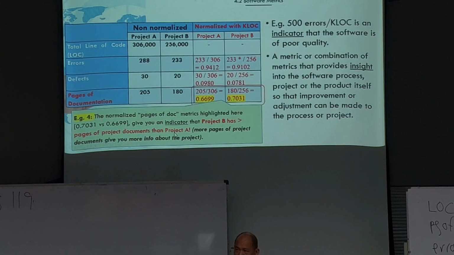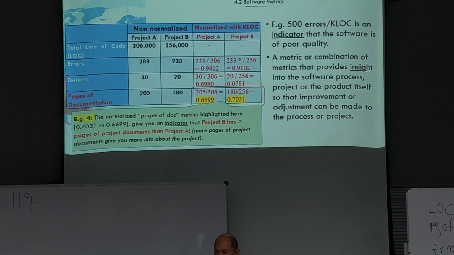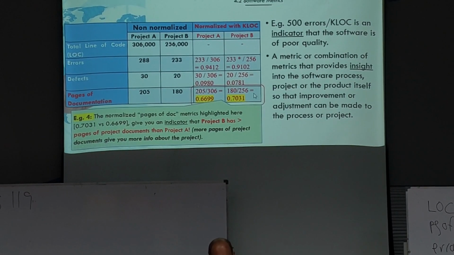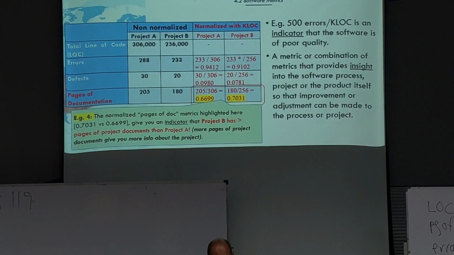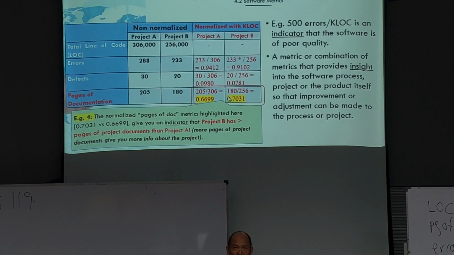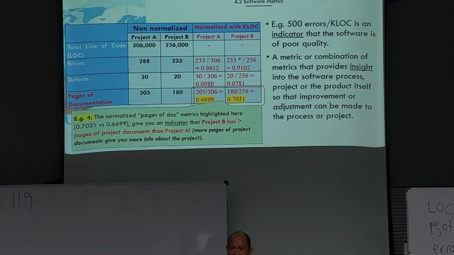So in terms of maintainability, project B is more maintainable than project A, because you can find more project information in project B rather than project A. For project B, you have more project information than project A. So this number is greater than this number, indicating that you have more project information in project B.